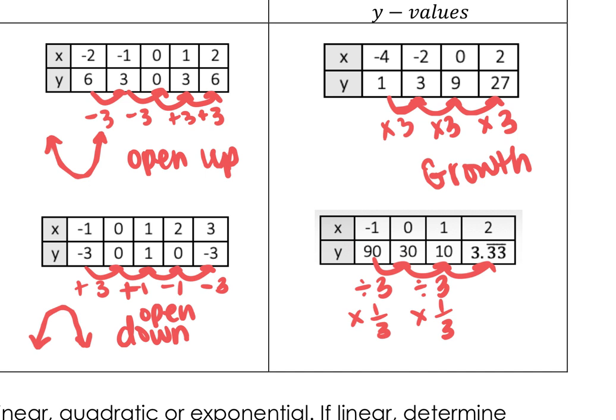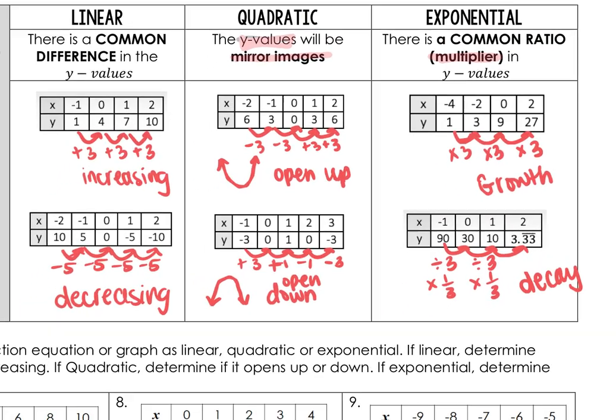And then hopefully logically, what makes sense is that if we see these y values getting smaller, we know that this exponential table is going to be a decay. So since those y values are going down, they're decreasing, that's going to be a decay, and they are being divided by 3 or multiplied by 1/3.